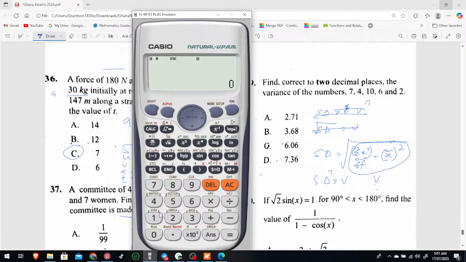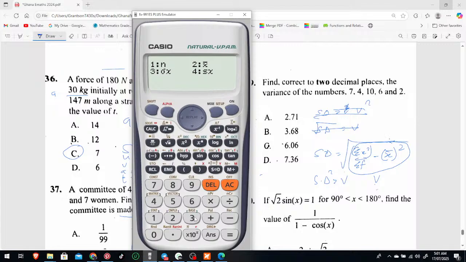Now press shift and 1 for statistics. Then select 4. The first element is n, that's the total number of the elements. The second one is mean. The third one is what? Standard deviation.